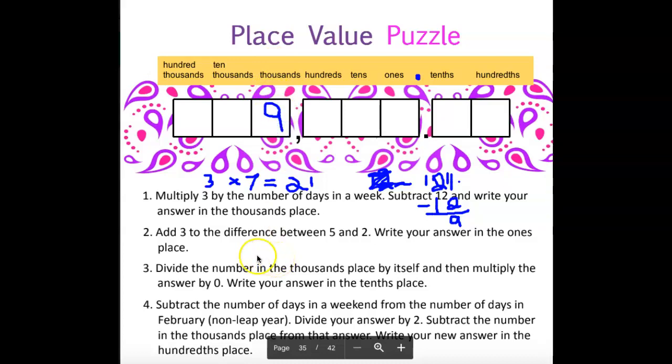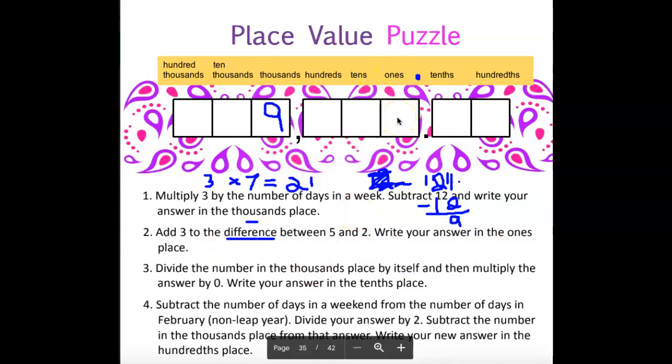Okay? So I'm going to read these, but I'm not going to do them all for you because I think you're capable of doing these just fine. So add 3 to the difference between 5 and 2. All right, you remember that difference means to subtract, take away. So what's the difference between 5 and 2? 5 take away 2, get that, and then add 3 to it. And then write that answer in the ones place.